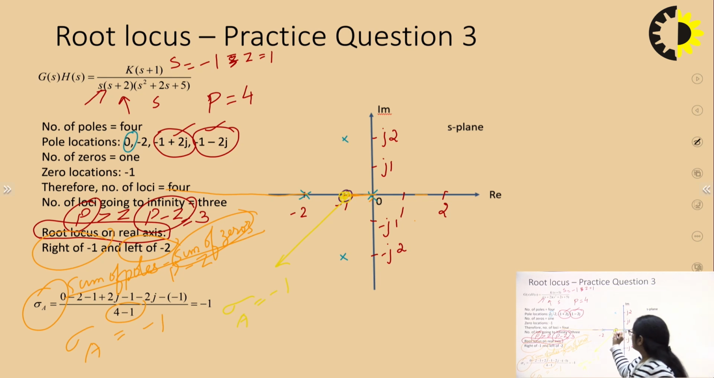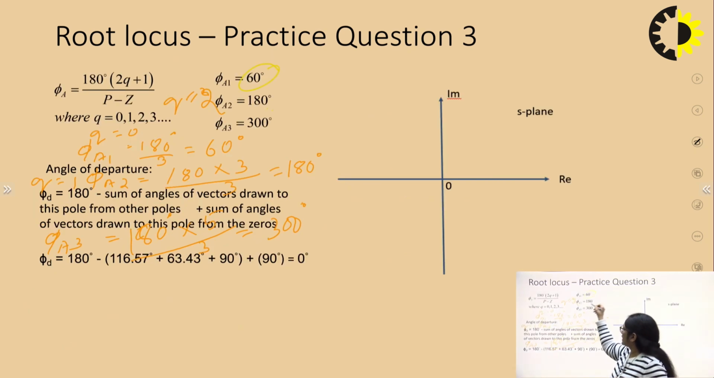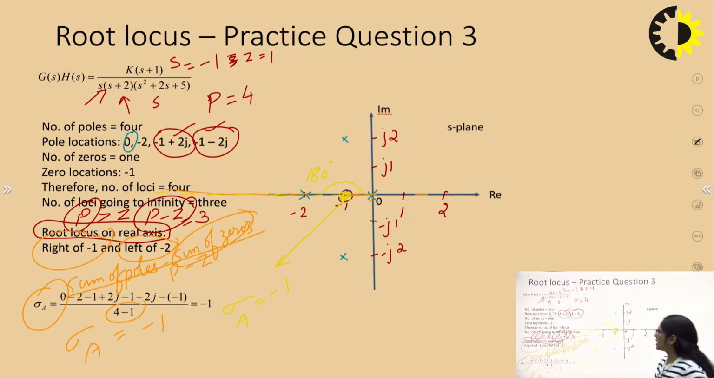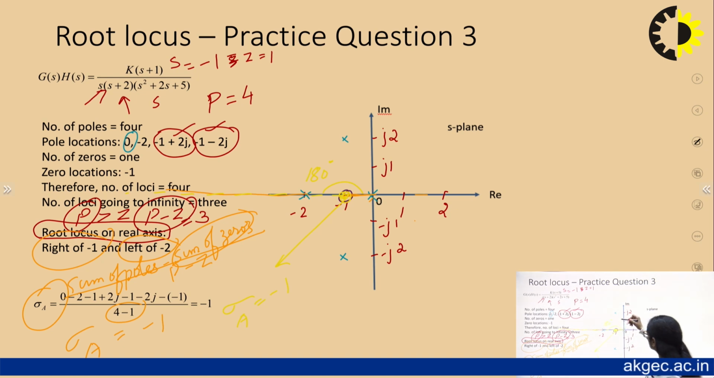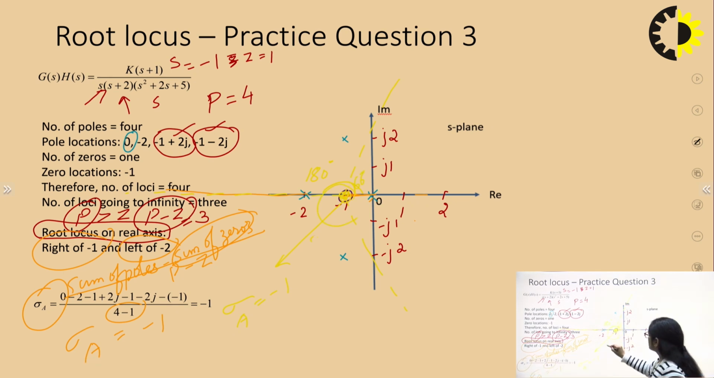One is 180 degree, this is 180 degree, then we have 60 degree and 300 degree. We know that the root locus is symmetrical about the real axis. So we are going to draw 60 degree approximately. So this is 60 degree and this is 300 degree. So these are the angles of asymptotes.